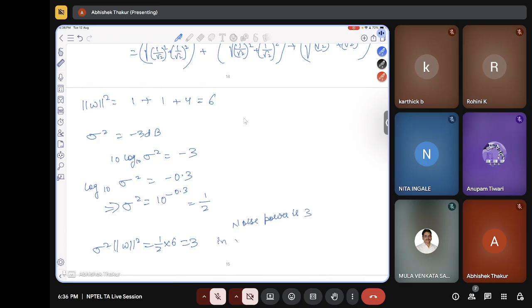Now in dB, how will we find? We will find 10 log 10 of 3. So that is equal to 10 into log 3 to the base 10, which is 0.477. So this will become 4.77 dB.